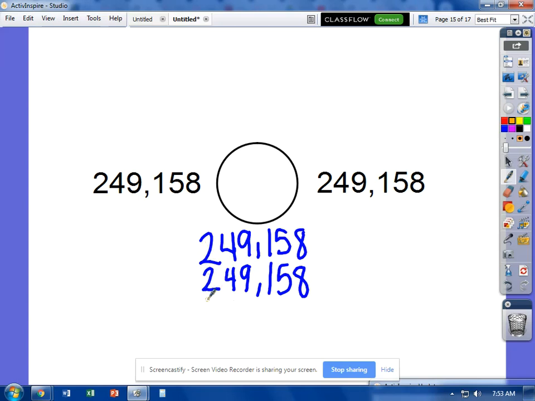Hundred thousands place, the numbers are the same. 10,000s place, the numbers are the same. Thousands place, the numbers are the same. Hundreds place, the numbers are the same. Tens place, my numbers are still the same. Ones place, my numbers are still the same. These numbers are exactly the same, so they are equal to each other. We're going to put our equal sign. Okay.